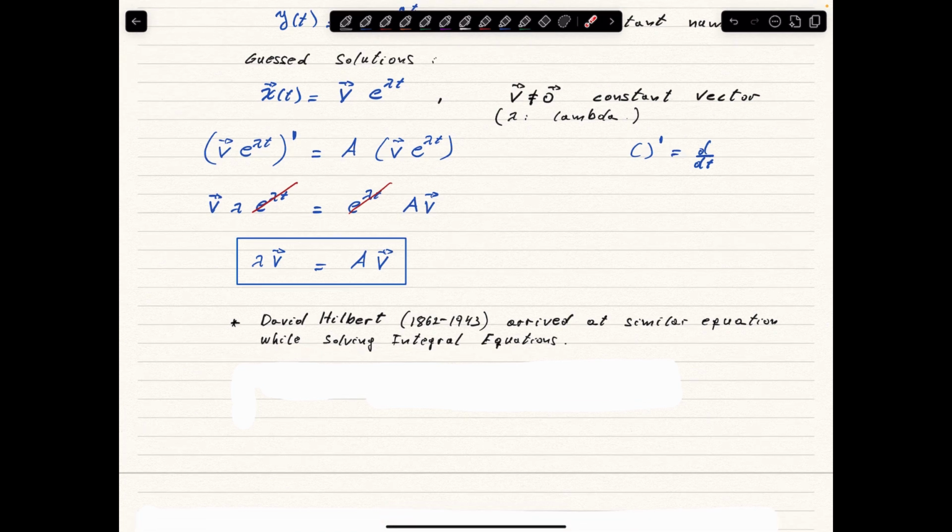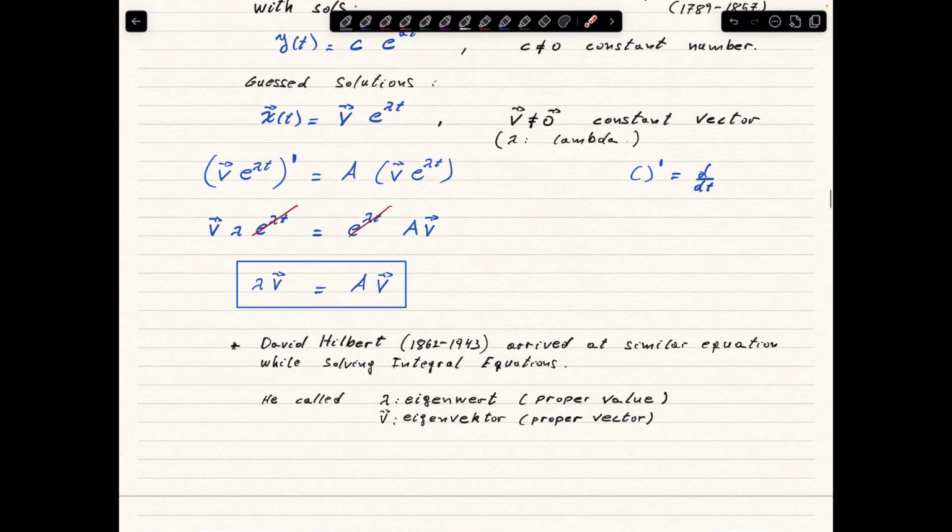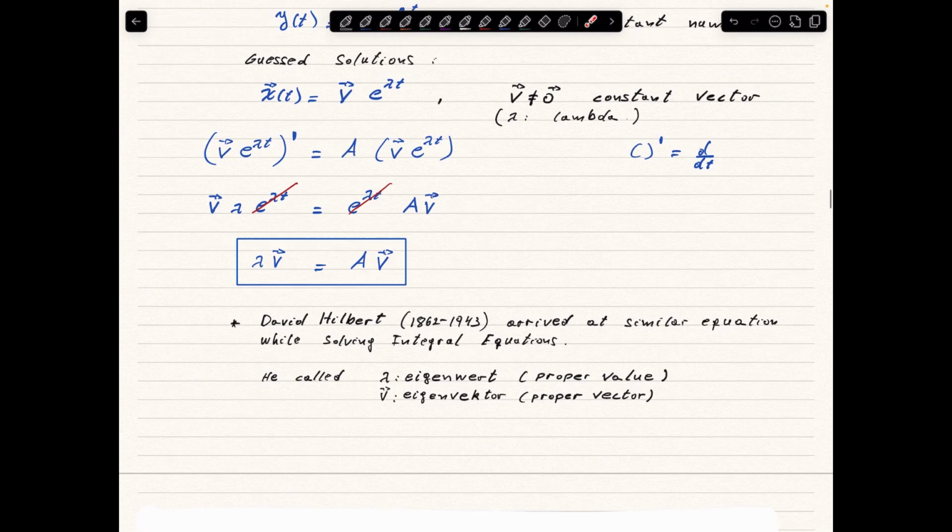And it was Hilbert who named the number that appears here, lambda, an eigenwert. Well, he was German, so this is eigenwert, and in German this means proper value. And v, the vector, he called eigenvector, so proper vector. And we took the names from David Hilbert, and v is now an eigenvector, lambda is an eigenvalue of a matrix A. So this is a little bit of history of where this concept came from.